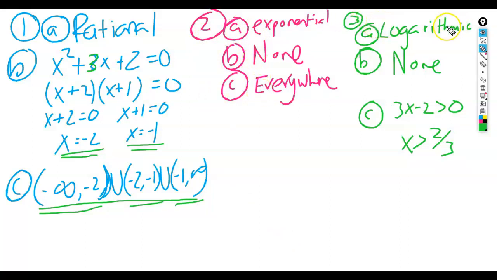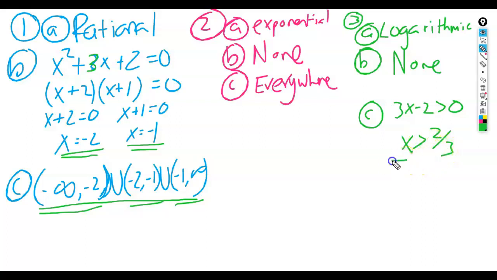Number 3 was a logarithmic function, which also has no points of discontinuity, but they're not continuous everywhere because they don't exist everywhere. They start at a vertical asymptote, and you can find that by taking the part inside the log, which in this case was 3x minus 2, making it greater than 0, and solving for x. If you solve for x here, you end up with x is greater than 2/3. So the function is continuous for all x greater than 2/3.